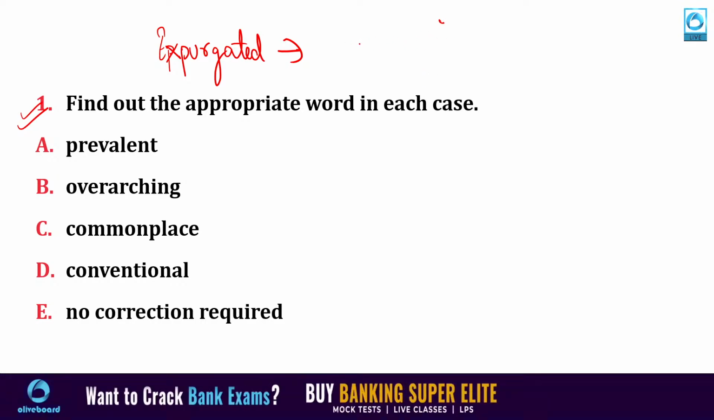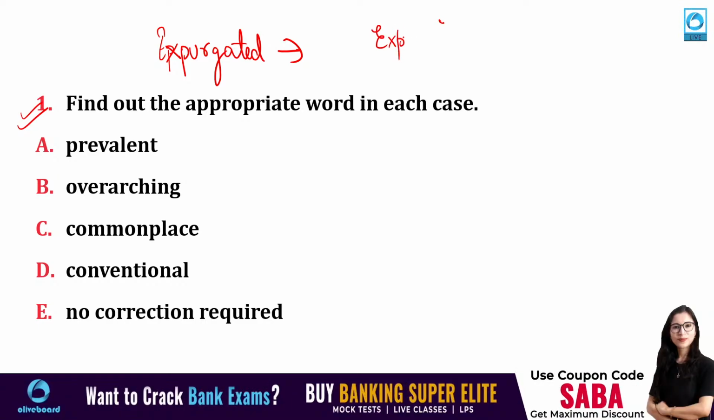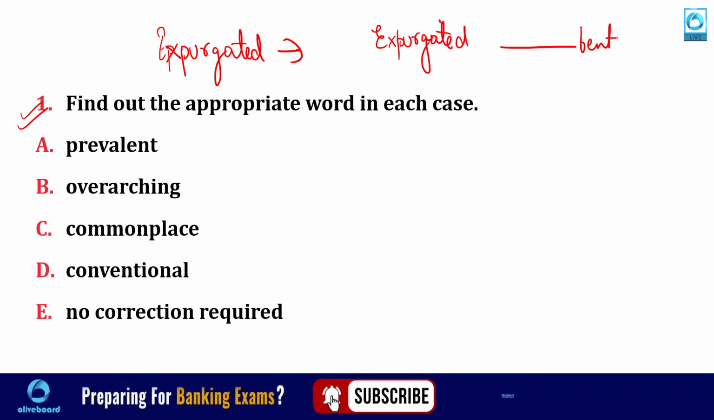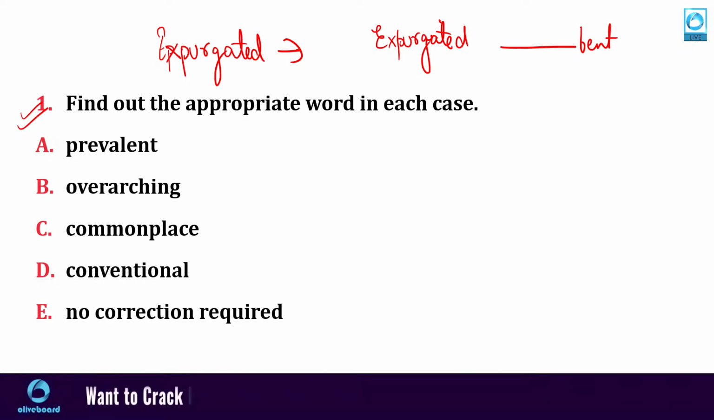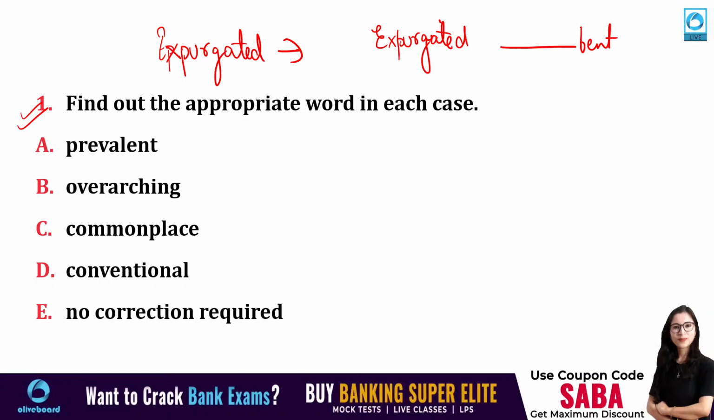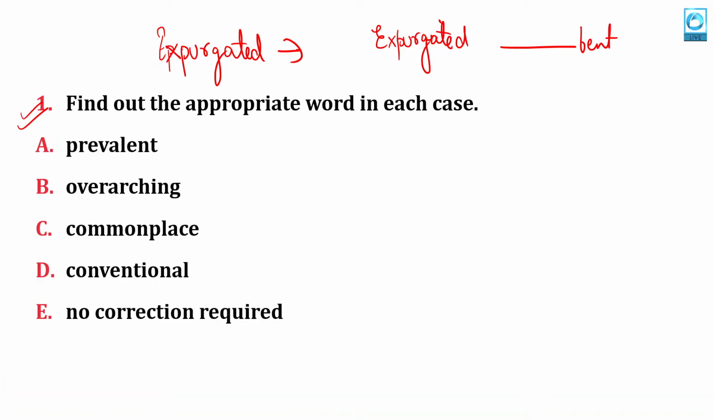Expurgated bent was used in the sentence. Expurgated is the word that you have to replace, and after the blank, bent was used. Now options are before you. Quickly guess. Prevalent. Okay. Others. A. Sumit is saying A. Hansraj is saying A. Others. A. Rakesh is saying A.